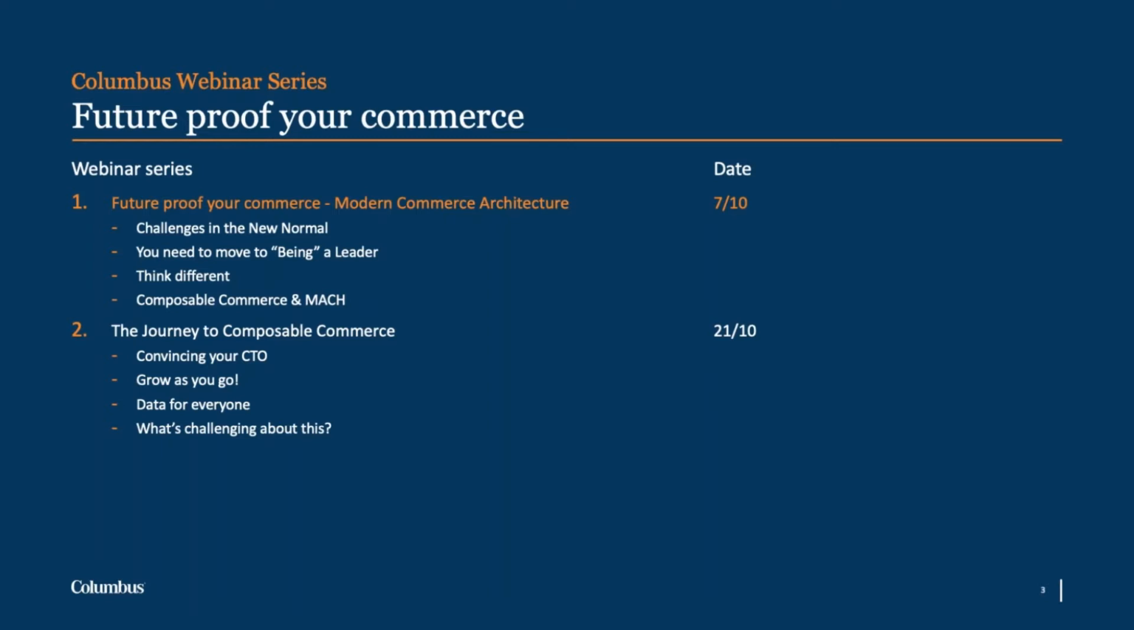The agenda topics for today: we'll talk about challenges in the new normal. We'll talk about the impact of these challenges, that you need to move to being a leader, and that you have to think differently. And then we'll also do an intro to Composable Commerce and MACH. The second webinar is focusing on how to approach modern commerce from an architectural standpoint. So it's more theory and why today, and more how on the 21st.